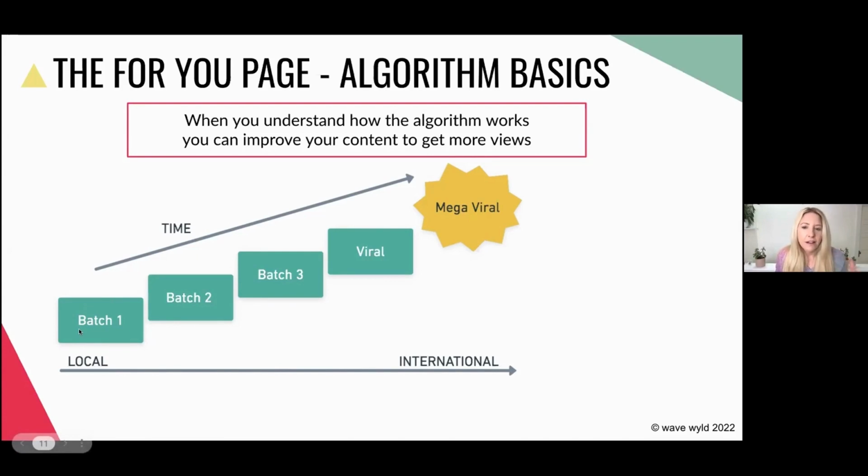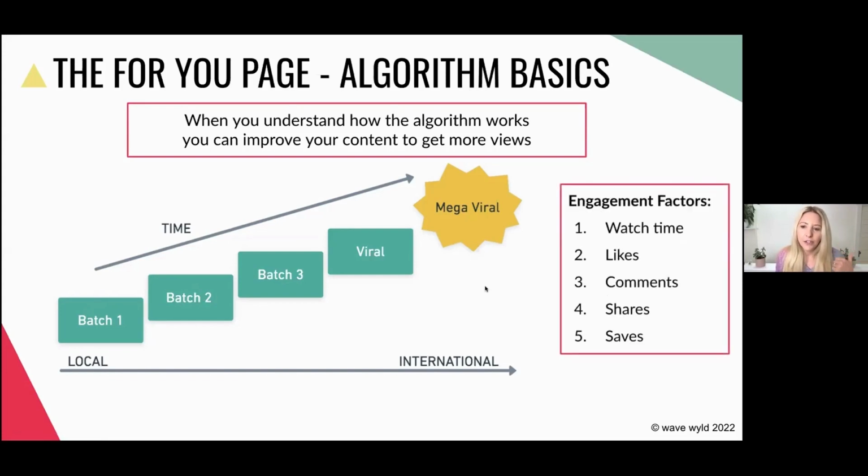Now, if enough of those people in batch 1 engage with your video, it will go to batch 2. So then the big question is, okay, what are these engagement factors? Let's look at these. The number 1 most important engagement factor on TikTok is watch time. Again, they have publicly stated this. They've come out and said it is watch time. You need to get people to watch your videos all the way through, or even loop them, rewatch and rewatch. That is the goal. You got to get people to watch your videos, and that can be the most challenging thing for some people on TikTok.